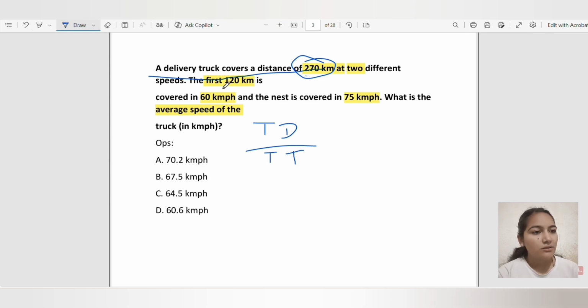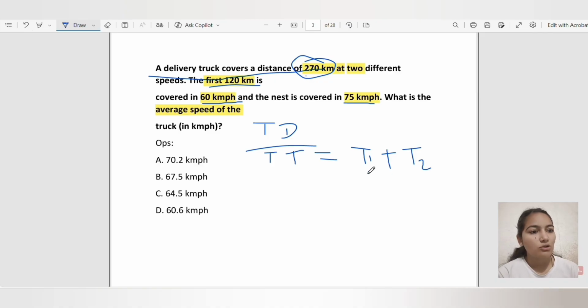So by using the given information, first we have to find the total time. The total distance is covered with two speeds, 60 kilometer and 70 kilometer, which means we will have two times, t1 and t2. Then you can find the total time, which is equal to t1 plus t2. So t1 is equal to 120 upon 60. Why? Because speed is equal to distance upon time, and time is equal to distance upon speed.